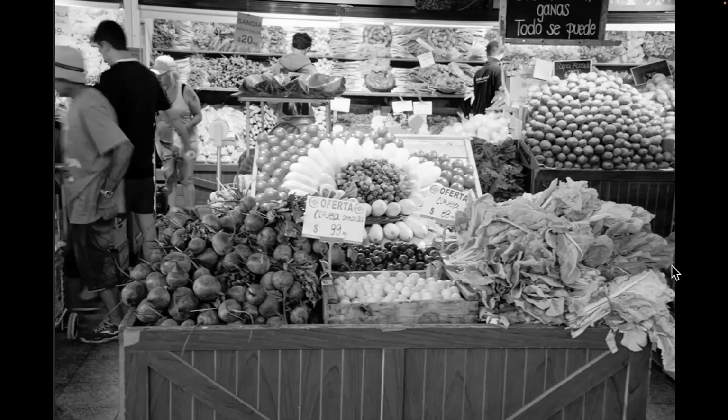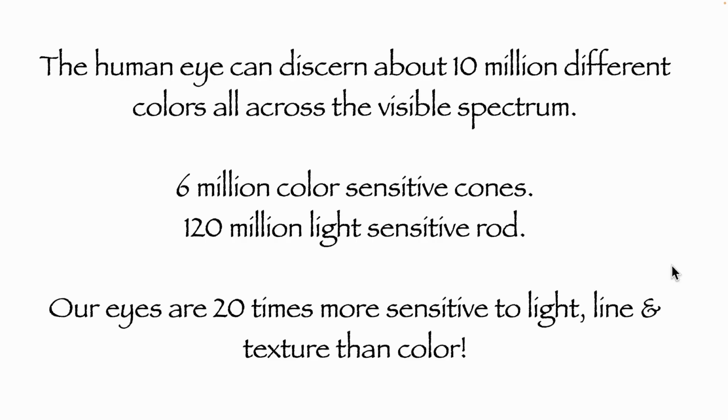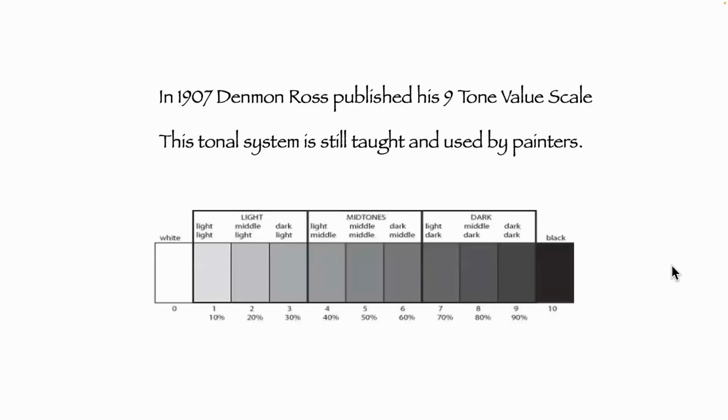this information first. So we can discern about 10 million different colors all across the spectrum, 6 million in the color sensitive cones. Remember, only 4% of those are blue. 120 million rods. That is to say that we are 20 times more sensitive to black and white and line and texture than we are to color. This is not new information.